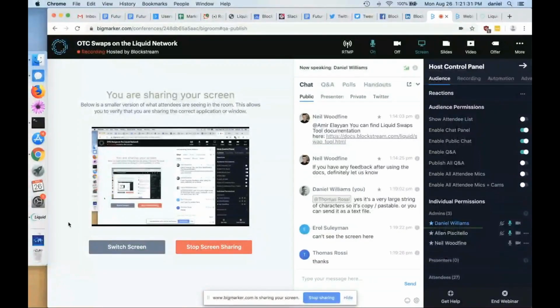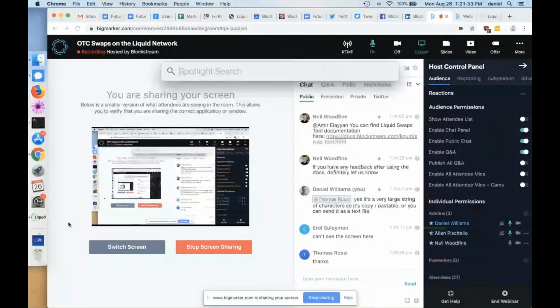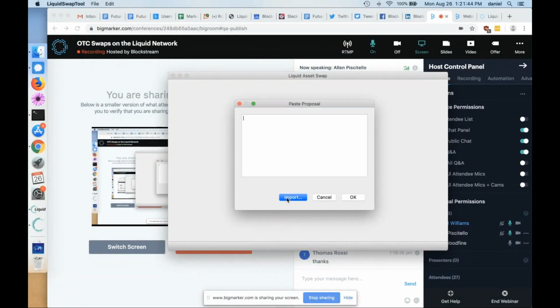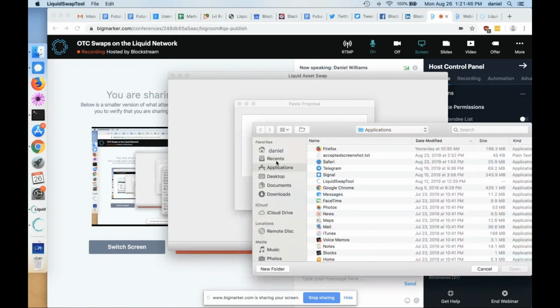Okay, got it. All right, he's going to share his screen here. Okay. Hey, everyone. This is Daniel. So I think you should be able to see my screen now. So what I'm going to do is take the proposal Alan sent me and input that into my swap tool. So he's got it. Okay, so now I'm going to import it.